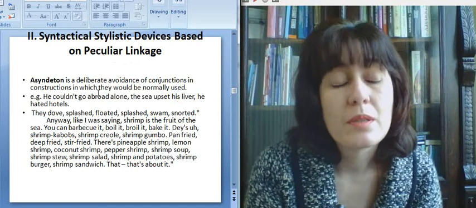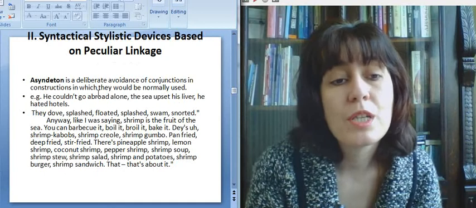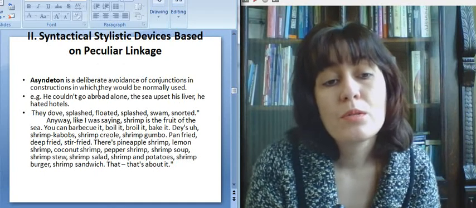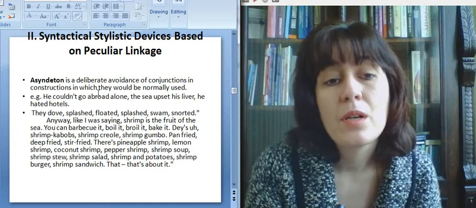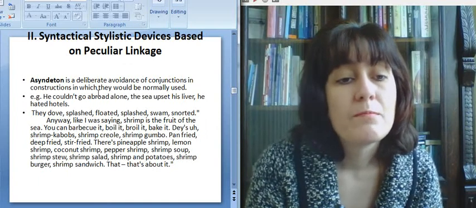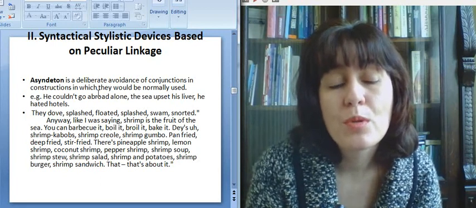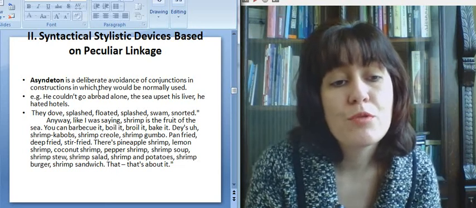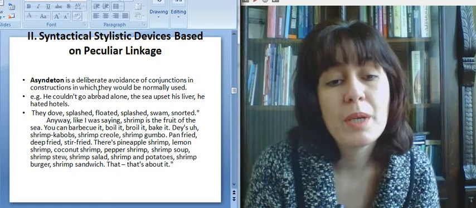And now about syntactical stylistic devices based on peculiar linkage: asyndeton and polysyndeton. Asyndeton is a deliberate avoidance of conjunctions in constructions in which they would normally be used. He could not go abroad alone. The sea upset his liver. He hated hotels. The dove splashed, floated, splashed, swam, snorted.